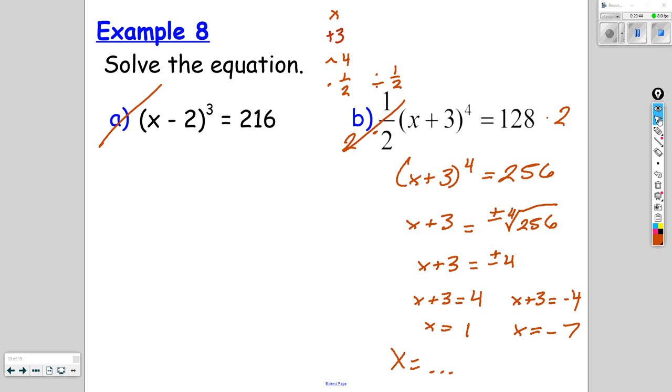So just as a brief recap, we undid operations. We took the fourth root. After that, remember that created a positive and negative solution. We wrote down those two equations and solved from there. Cool beans.